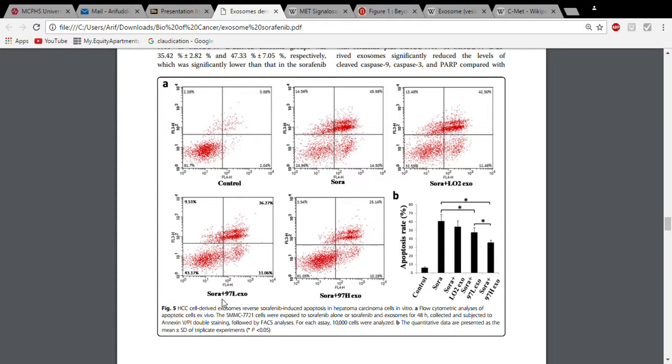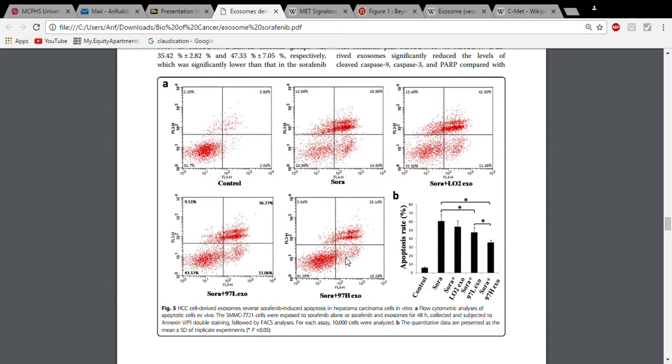Now what it's trying to show over here is that with the exosomes, there's a decrease in the increase of apoptosis. So an overall decrease in apoptosis. That means the cancer cells aren't apoptosing, well, a lot of them aren't, so there's some resistance to sorafenib, and that's due to the 97L exosomes. So 97L exosomes, less apoptosis, and more growth of cancer cells.